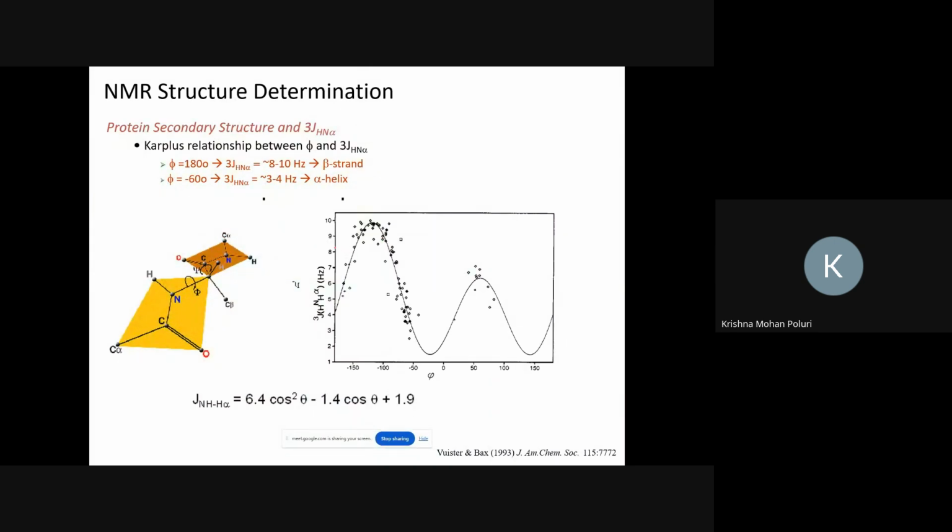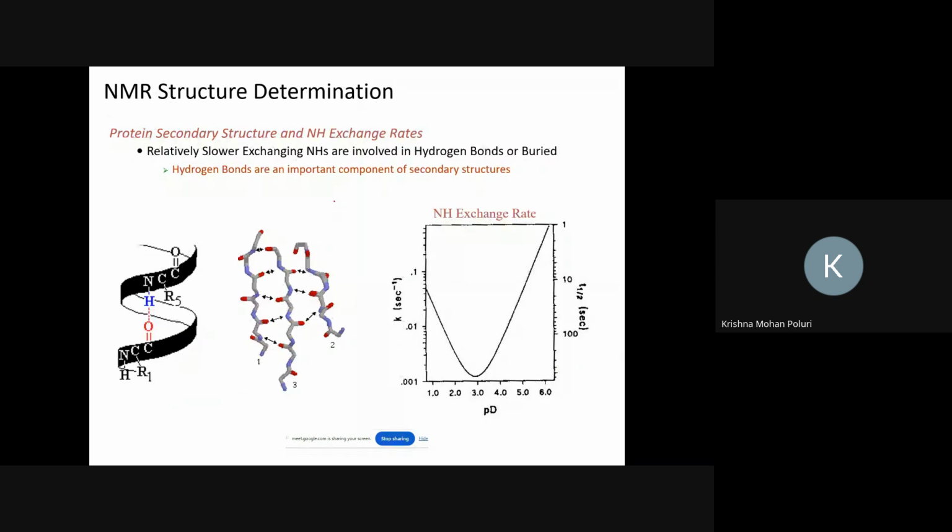Similarly, you can also tell alpha helix and beta sheet by using something called the Karplus equation. This is what the coupling constants are. For the coupling constant, beta sheets will have 8 to 10 Hertz and alpha helices 3 to 4 Hertz. You put all these things together, then you can also do something called hydrogen exchange.